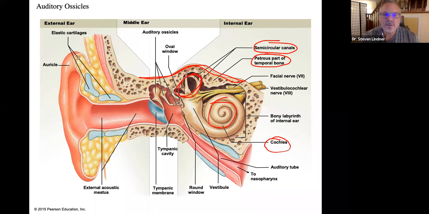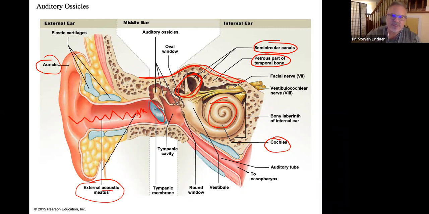Okay, so here's the auricle of the ear. We have sound waves that are going to come in to that external acoustic meatus. Meatus is a canal. This is external. It's an external acoustic canal for sound. So the sound vibrations are going to hit the tympanic membrane. And that tympanic membrane is going to vibrate. It's like an eardrum. It's like hitting a drum with a stick. It's going to vibrate the three bones of the ear, known as the ossicles. The malleus, the incus, and the stapes. Those are the three bones, the malleus, the incus, and the stapes.